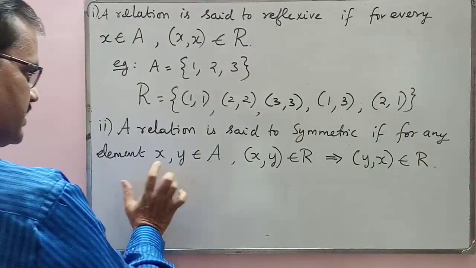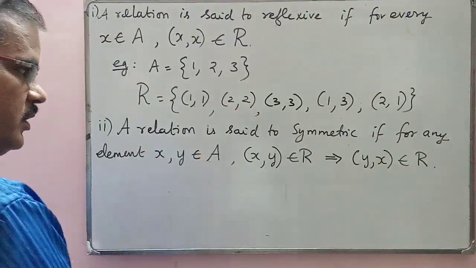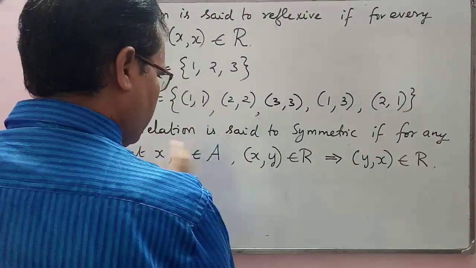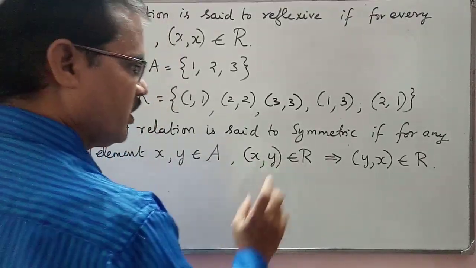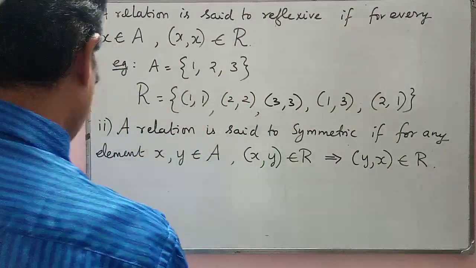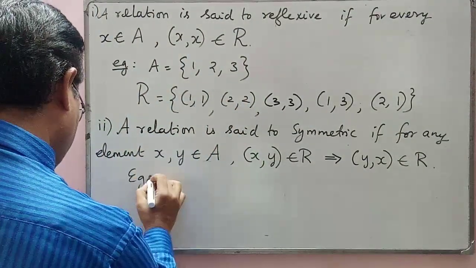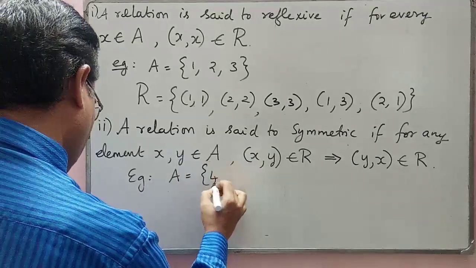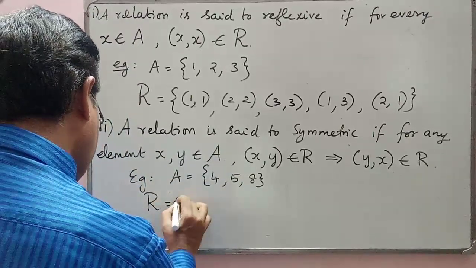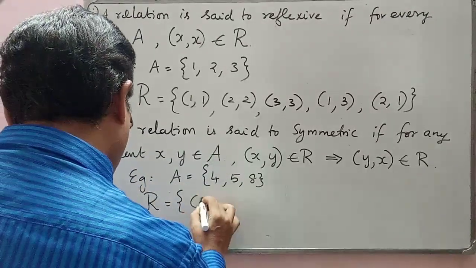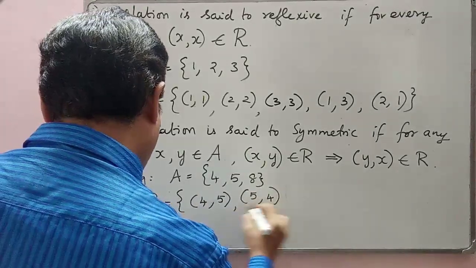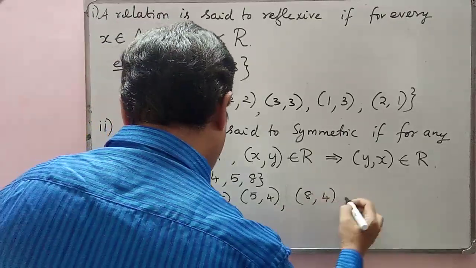First you should check x comma y should be there in A, then the ordered pair x comma y should be there in R. Then, if you want to say this relation is symmetric, you should compulsorily have y comma x in the relation. Take one example. I am taking a set A with the elements 4, 5 and 8. Okay children. Now I have defined some relation. R is equal to, I got these ordered pairs in my relation: 4 comma 5, 5 comma 4, 8 comma 4 and 4 comma 8.